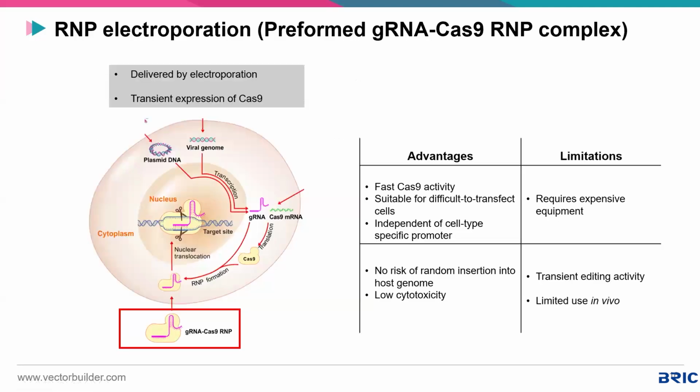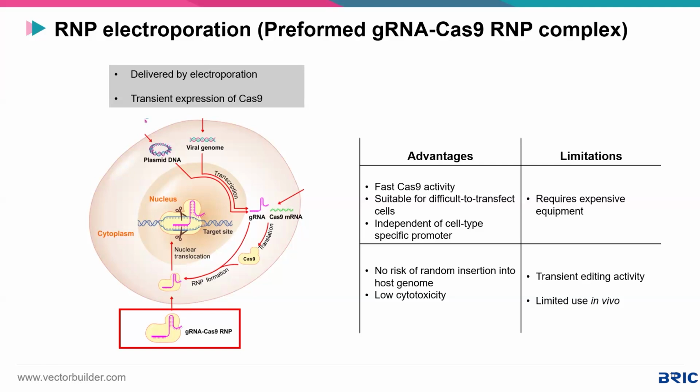And the last method I want to talk to you about for a non-viral delivery is RNP electroporation, which is a ribonucleoprotein electroporation. So here we use a preformed guide RNA Cas9 RNP complex. So this is a Cas9 protein and the guide RNA. This is delivered by electroporation. And similar to the mRNA, the expression of Cas9 here is transient. And this also has some very distinct advantages.